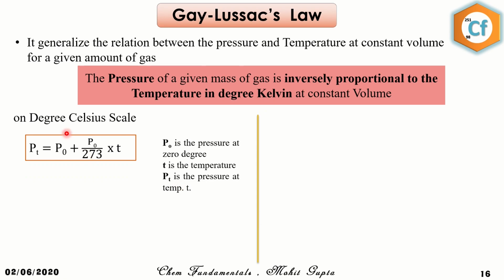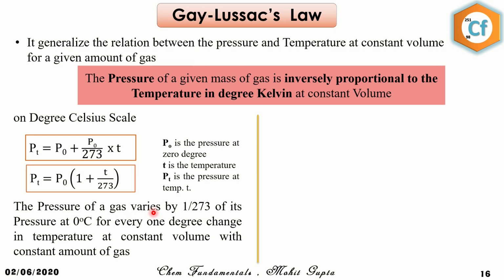Now we can easily write down, on the degree Celsius scale, Pt is equal to P naught plus P naught divided by 273 into T, where P naught is the pressure at 0 degrees Celsius, Pt is the pressure at temperature T, and T is the temperature in degrees Celsius. On taking P naught as common, I'll get 1 plus T by 273. And if I place the temperature as 1 degree, then the pressure of the gas would vary by a factor of 1 by 273 with respect to P naught.